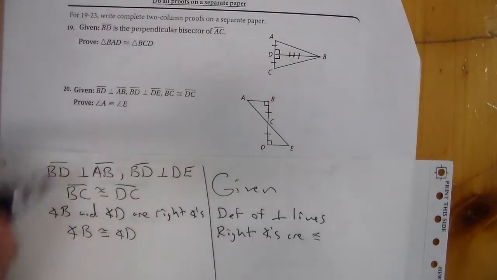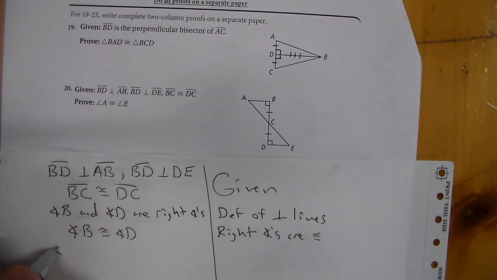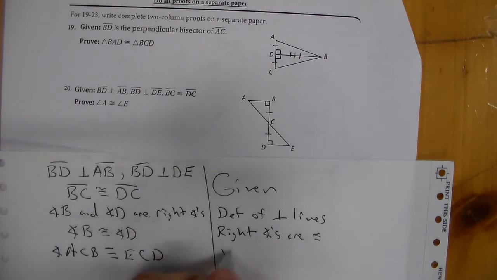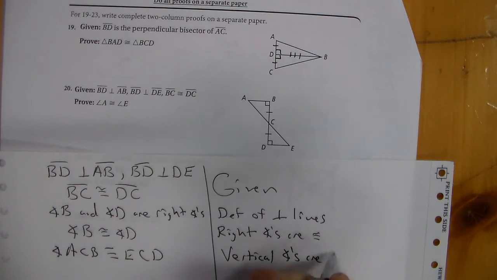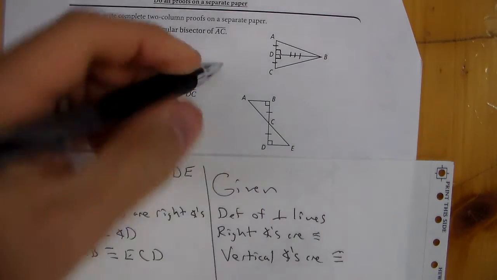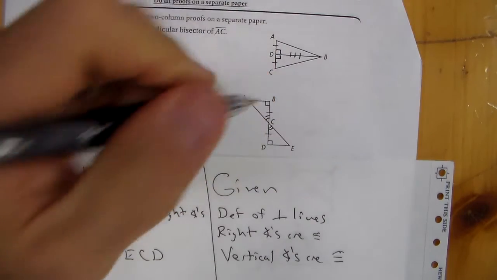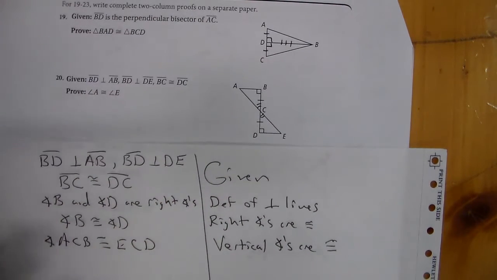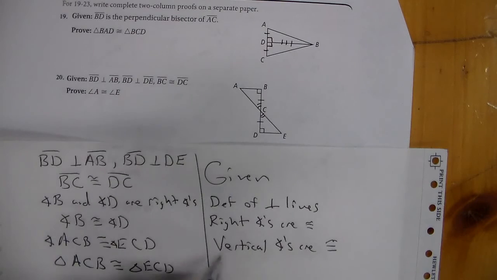Next, we need to find our vertical angles. So that'll be angle ACB is congruent to angle ECD, because vertical angles are congruent. So in our diagram, we now have two congruent triangles. Our two congruent triangles is triangle ACB is congruent to triangle ECD, and the reason being angle, side, angle.